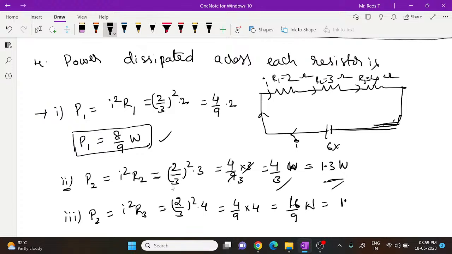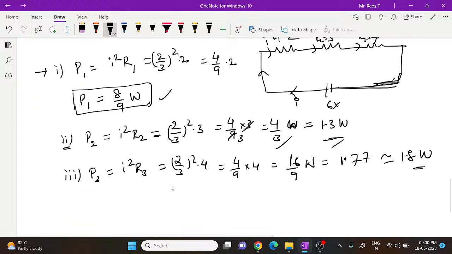16 by 9, 16 divided by 9. Yes, 1 point 777, or approximately 1.8 watt. So this is the power dissipated across the third resistor. This is how you can calculate the power dissipated across each resistor in the circuit.